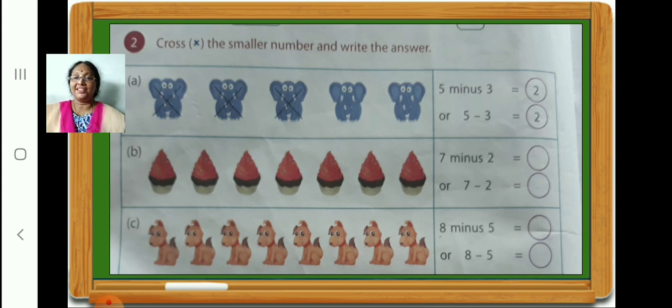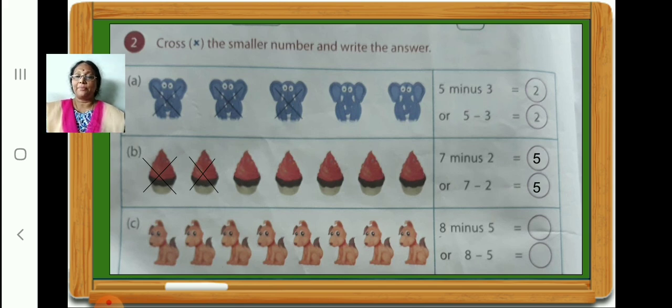Question A is already done. So, let us do B. 7 minus 2. Here we have to cross 2 ice creams. 1, 2. Now how many ice creams are left? 5. Therefore 7 minus 2 is equal to 5. Or 7 minus 2 is equal to 5. Finish writing children. Now let us do question C.